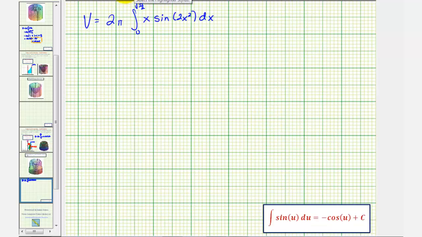We'll have to evaluate this using u substitution. Notice how if we let u equal 2x squared, differential u would be a linear function involving x. So we'll let u equal 2x squared, and therefore differential u is equal to 4x dx. Notice how our integrand has x dx. So let's solve this for x dx by dividing both sides by 4. So we have 1/4 du equals x dx.